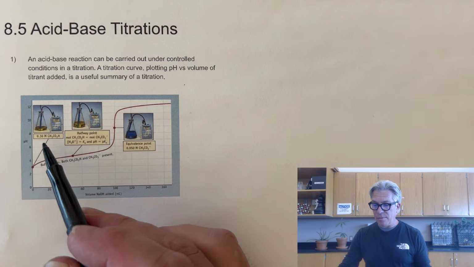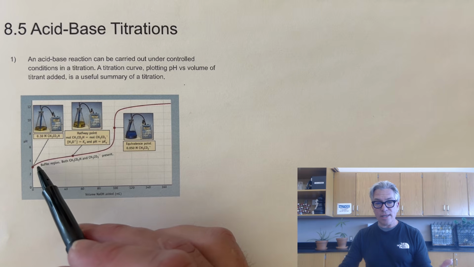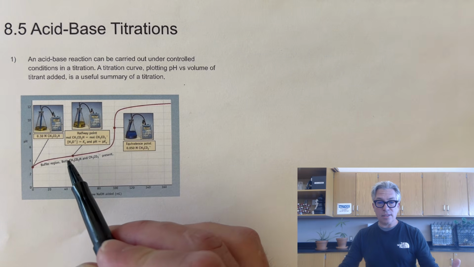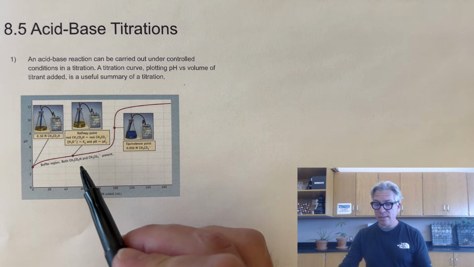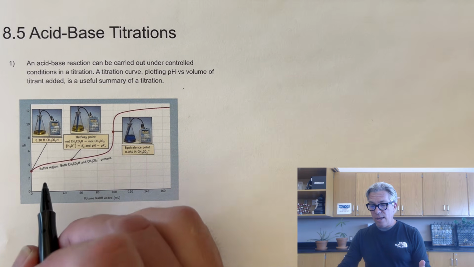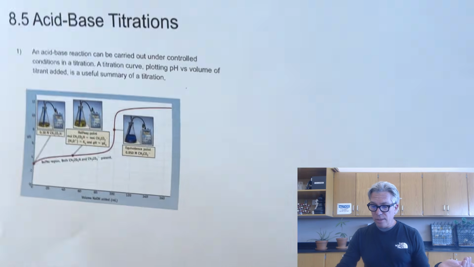then it'll have this flat region called the buffer region. And that's what happens when you start neutralizing a weak acid and turning it into its conjugate base. And during this region, you actually have both, some weak acid, some conjugate base, and the pH doesn't change much because it's a buffer. It should be noted, we'll come back to this actually in just a second.